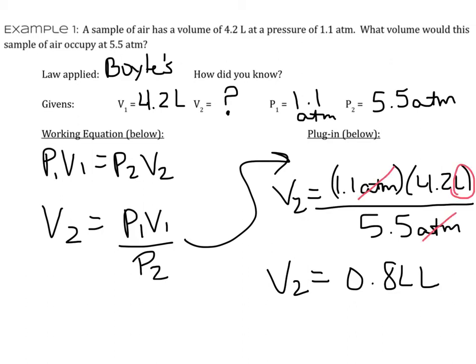and you're left with liters as your remaining thing that's not crossed out. So that should match the variable that you're solving for, in this case, V. So if you have liters left, you should be calculating volume. If not, you've done something wrong somewhere along the way.